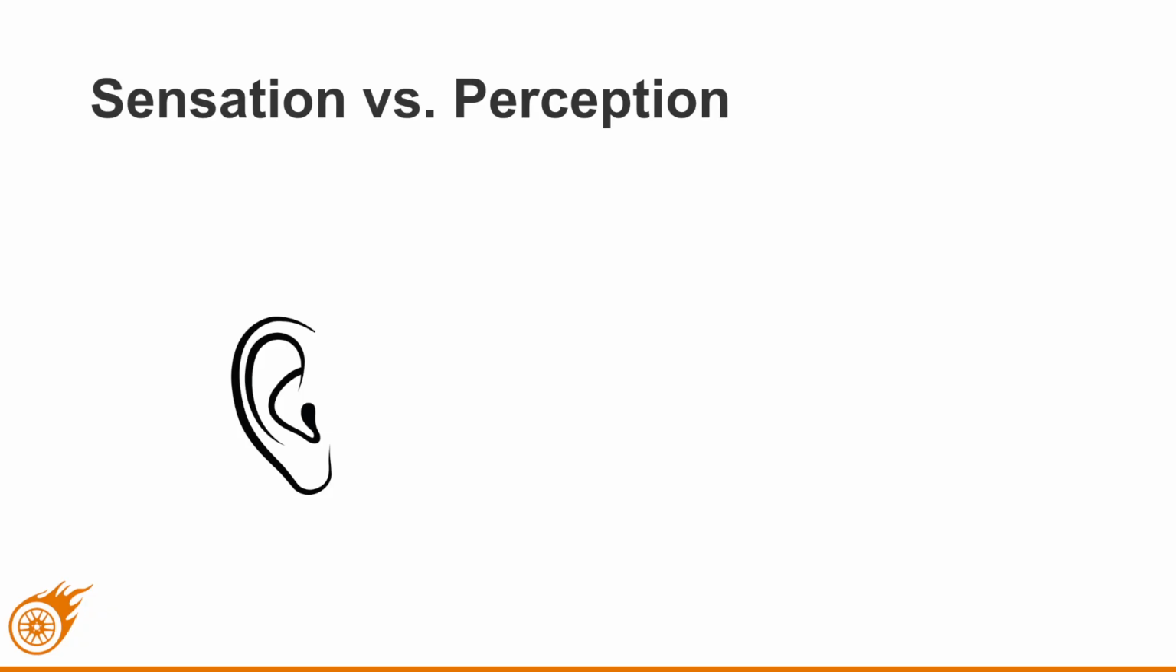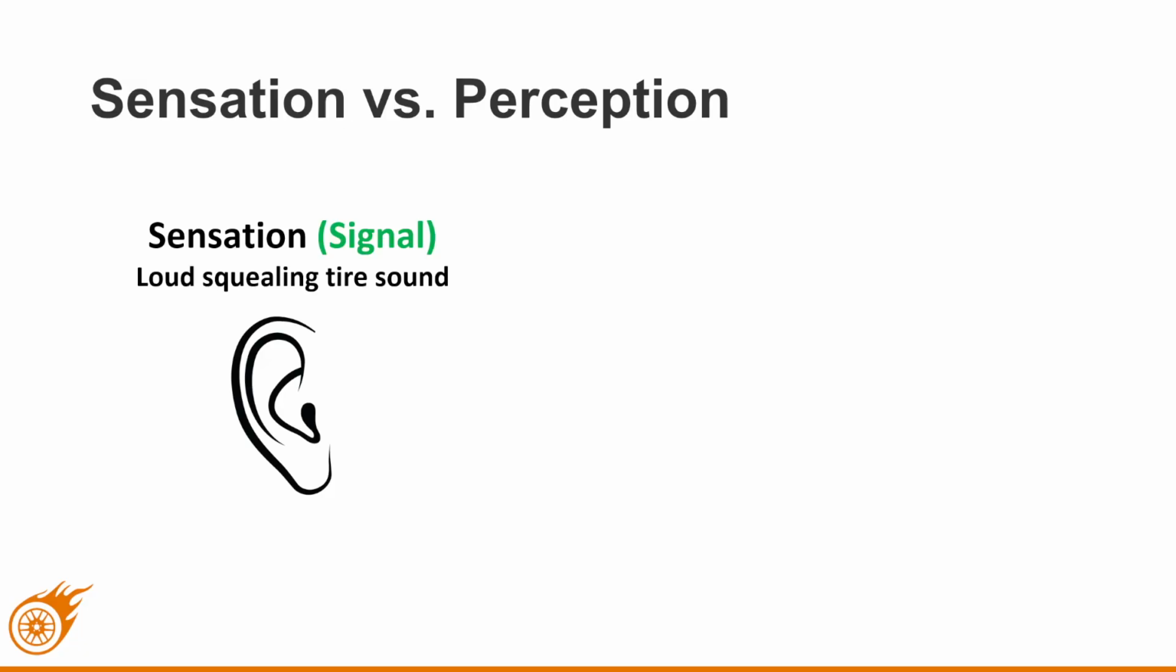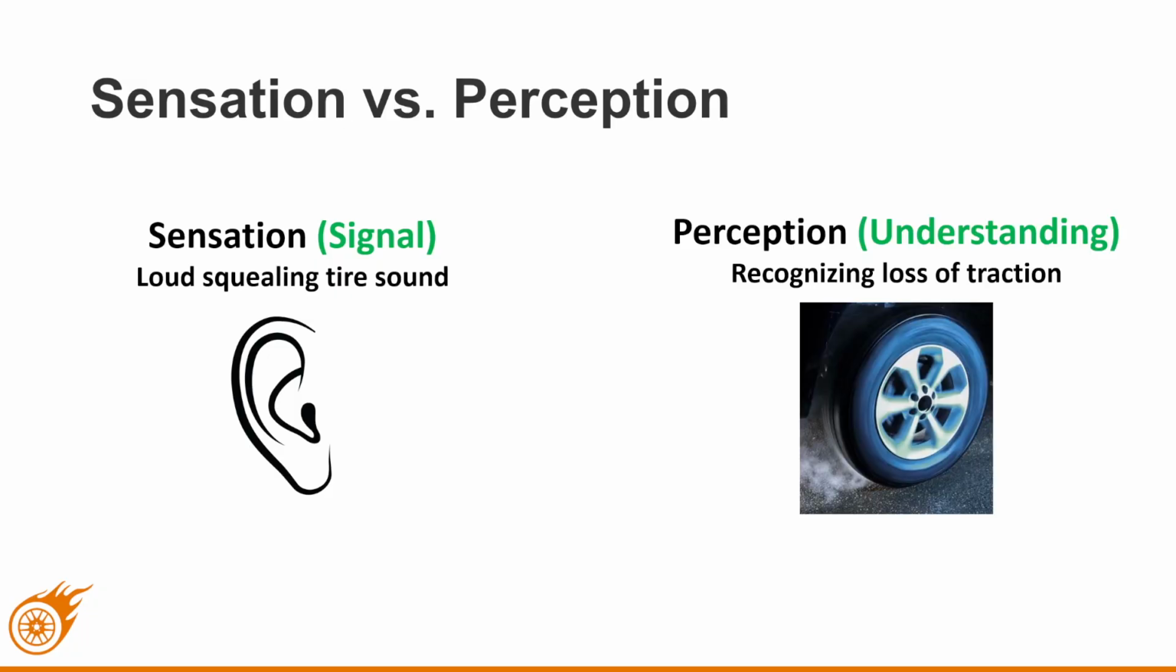Well, there is some physical stimulus, like say the tires are squealing because there's a lot of friction between the ground and the tire. There's a physical stimulus, and then there's a neural signal that your brain picks up, which is a loud squealing tire sound. Your auditory sensory channel is picking up the signal, and then your brain later interprets that signal, or rather understands it as recognizing loss of traction. That's the difference between sensation and perception.